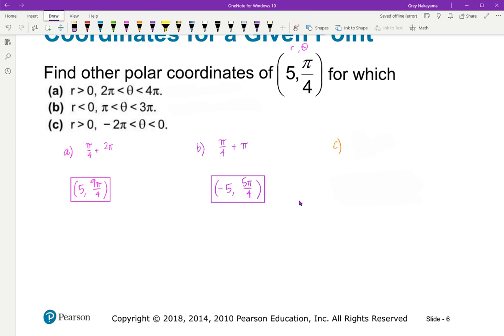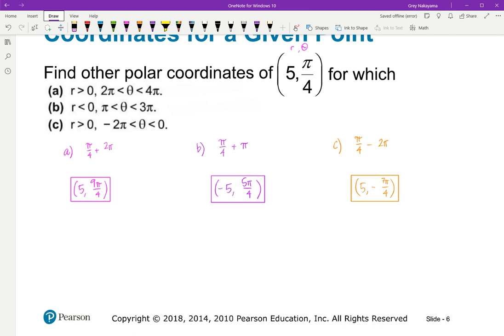And on the last one, r stays the same, but this time they want a negative theta. Okay, this says give me theta between negative 2 pi and 0. So I don't want a positive theta, I want a negative one. So this time I'm just going to subtract 2 pi from it, and I'm going to have 5, negative 7 pi over 4.